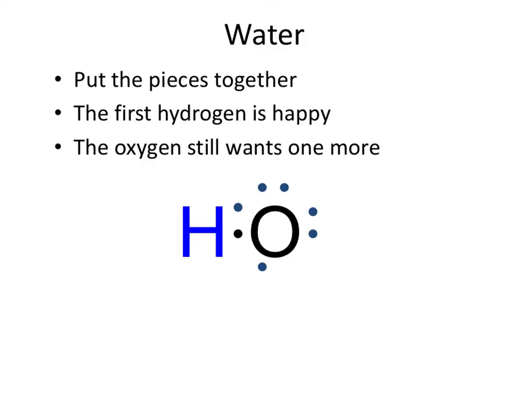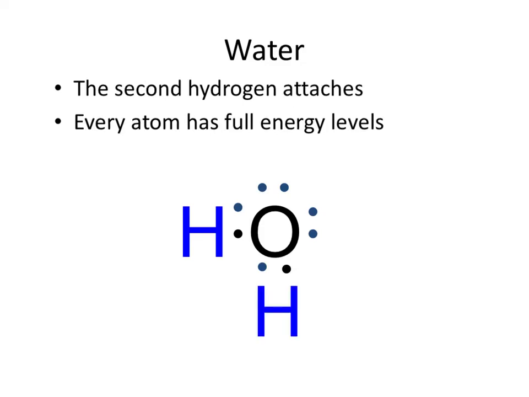So what do we do? Well, bring in another hydrogen. Simple as that. We have a second hydrogen that attaches to the oxygen. And now if we count around oxygen, everything is full. 2, 4, 6, 8. It's happy. And each hydrogen is happy because each hydrogen has 2 electrons. Remember, hydrogen only needs 2, so all of our energy levels are full for every atom on here. And so we have made everybody stable and content.